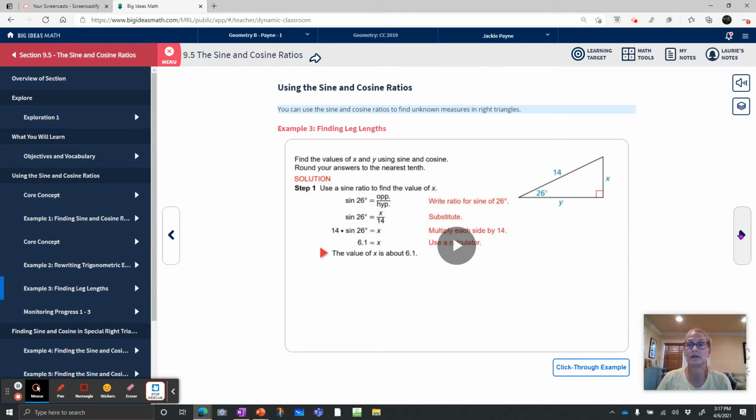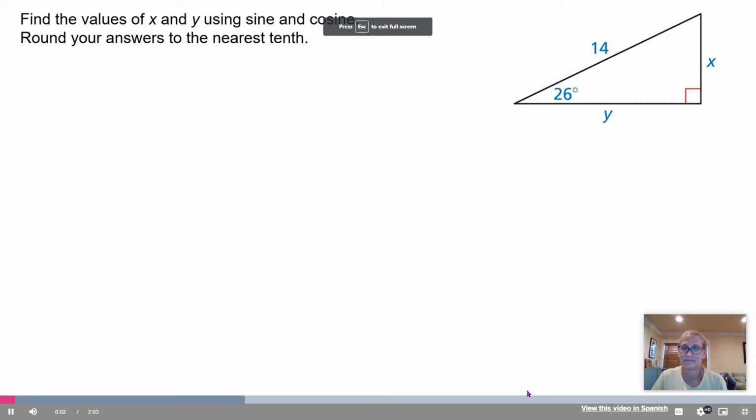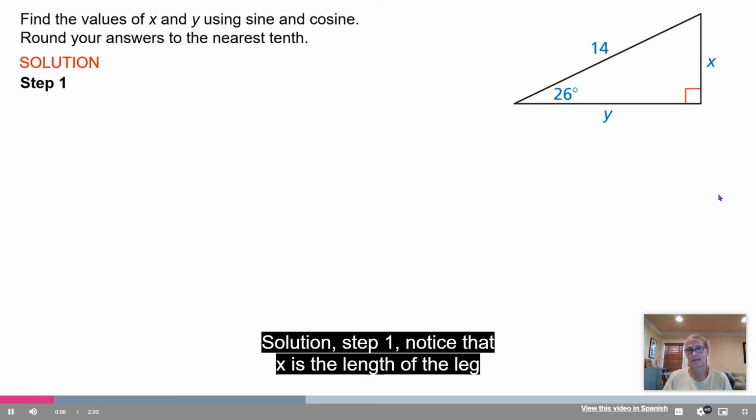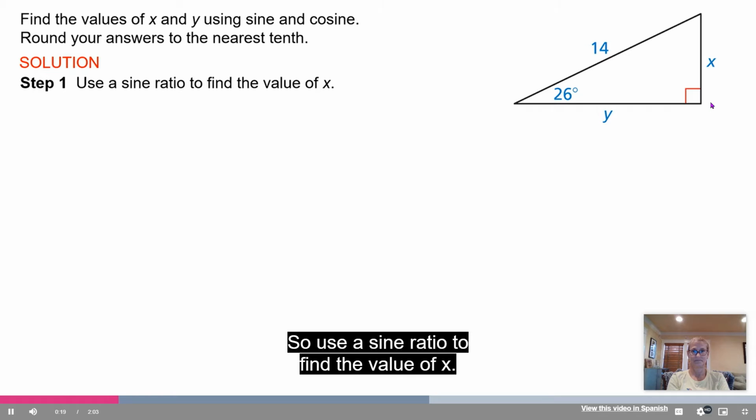Next, what we can do is find unknown measures in right triangles, where we always want to find x. Find the values of x and y using sine and cosine. Round your answers to the nearest tenth. Solution. Step 1. Notice that x is the length of the leg opposite the 26-degree angle, and you are given the length of the hypotenuse. So, use a sine ratio to find the value of x.